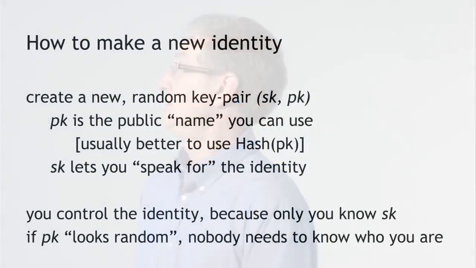All right, so if we're going to treat public keys as identities, one of the consequences of that is that you can make a new identity whenever you want. If you want to make a new identity, you just do this. You create a new random key pair, SK and PK, by doing the generate keys operation in our digital signature scheme. And we get out SK and PK. PK is then the public name that you can use. That's the name of that identity, what it's called. Although in practice, you'd probably use the hash of PK because public keys are big. But again, we'll leave that aside as a detail.